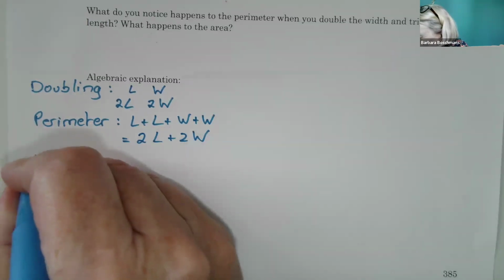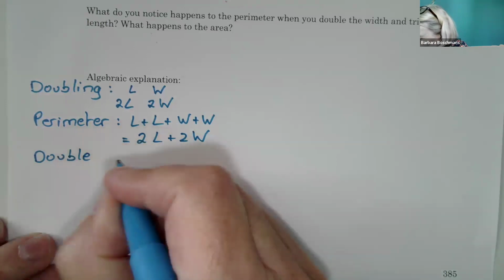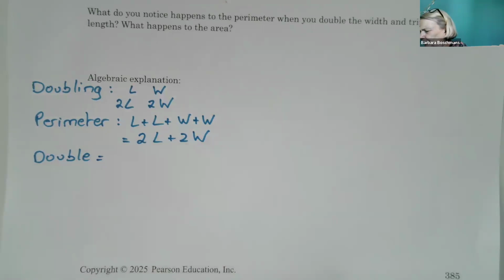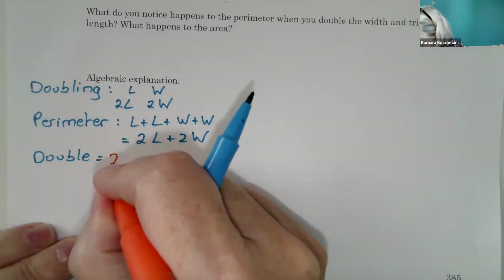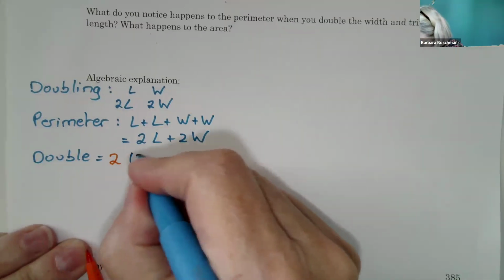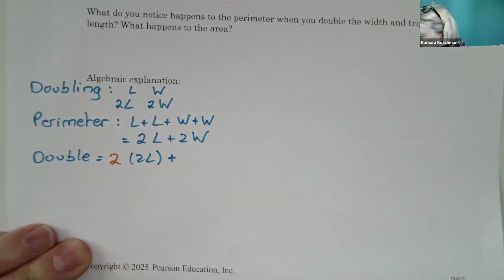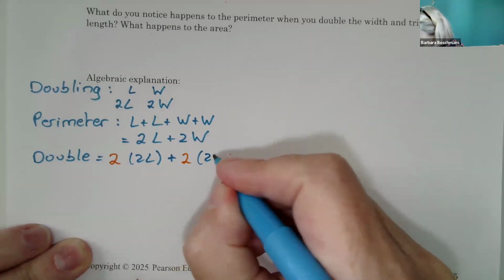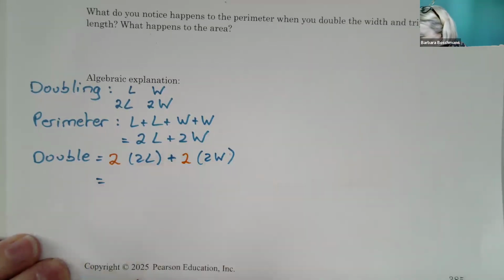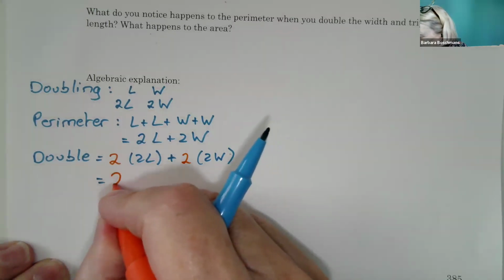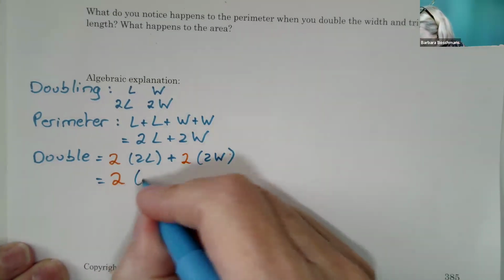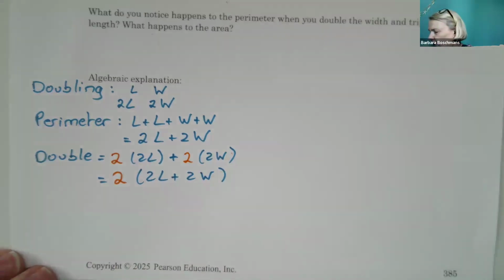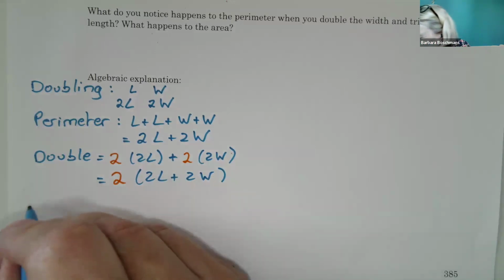So when you double, we know that it's 2 times 2L plus 2 times 2W. Real algebra, and the factor is 2. And there's 2 times 2L plus 2W. So I doubled the perimeter.